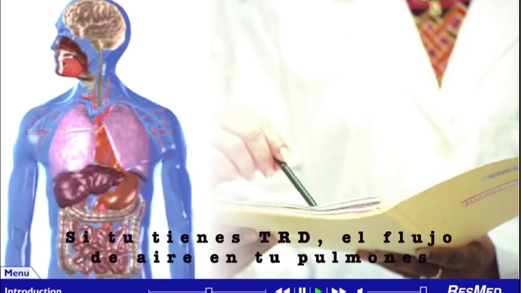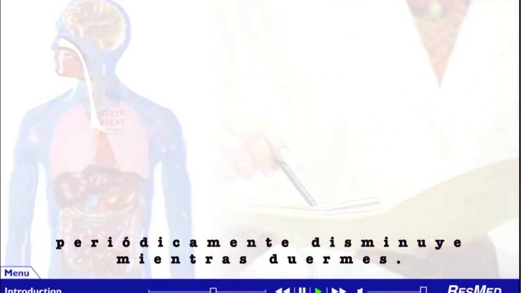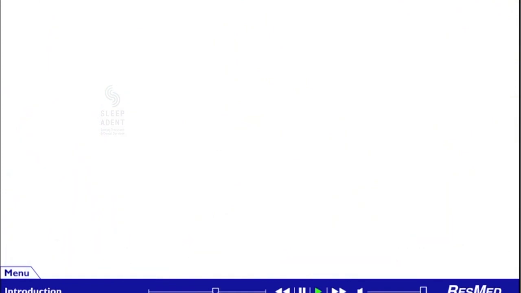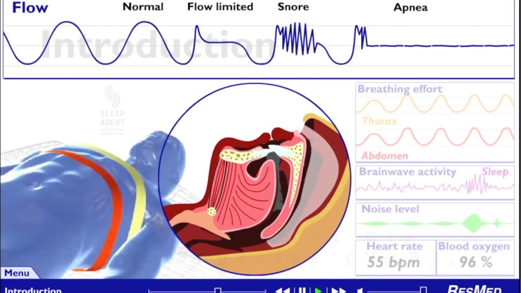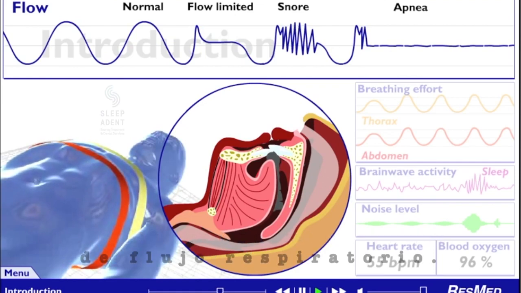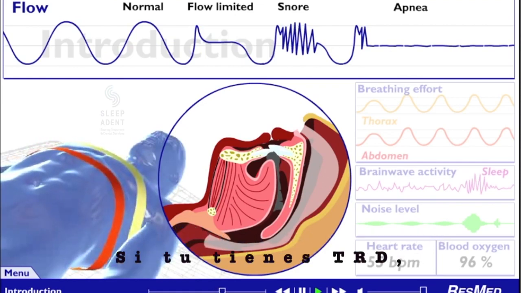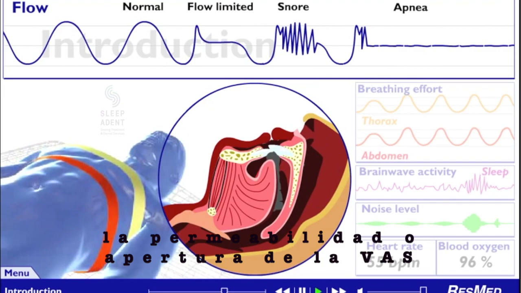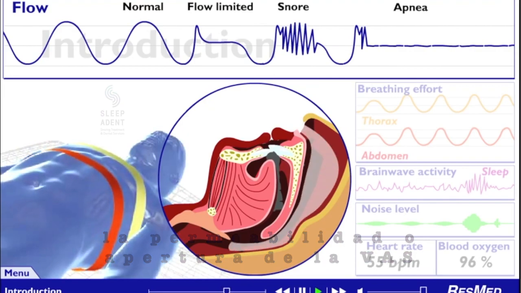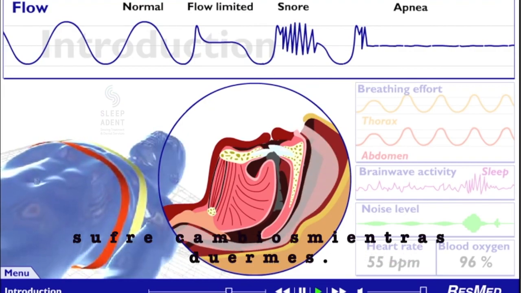If you have SDB, airflow to your lungs periodically decreases while you sleep. Changes in the upper airway are the most common cause of reduced airflow. If you have SDB, the patency or openness of your upper airway keeps changing as you sleep.